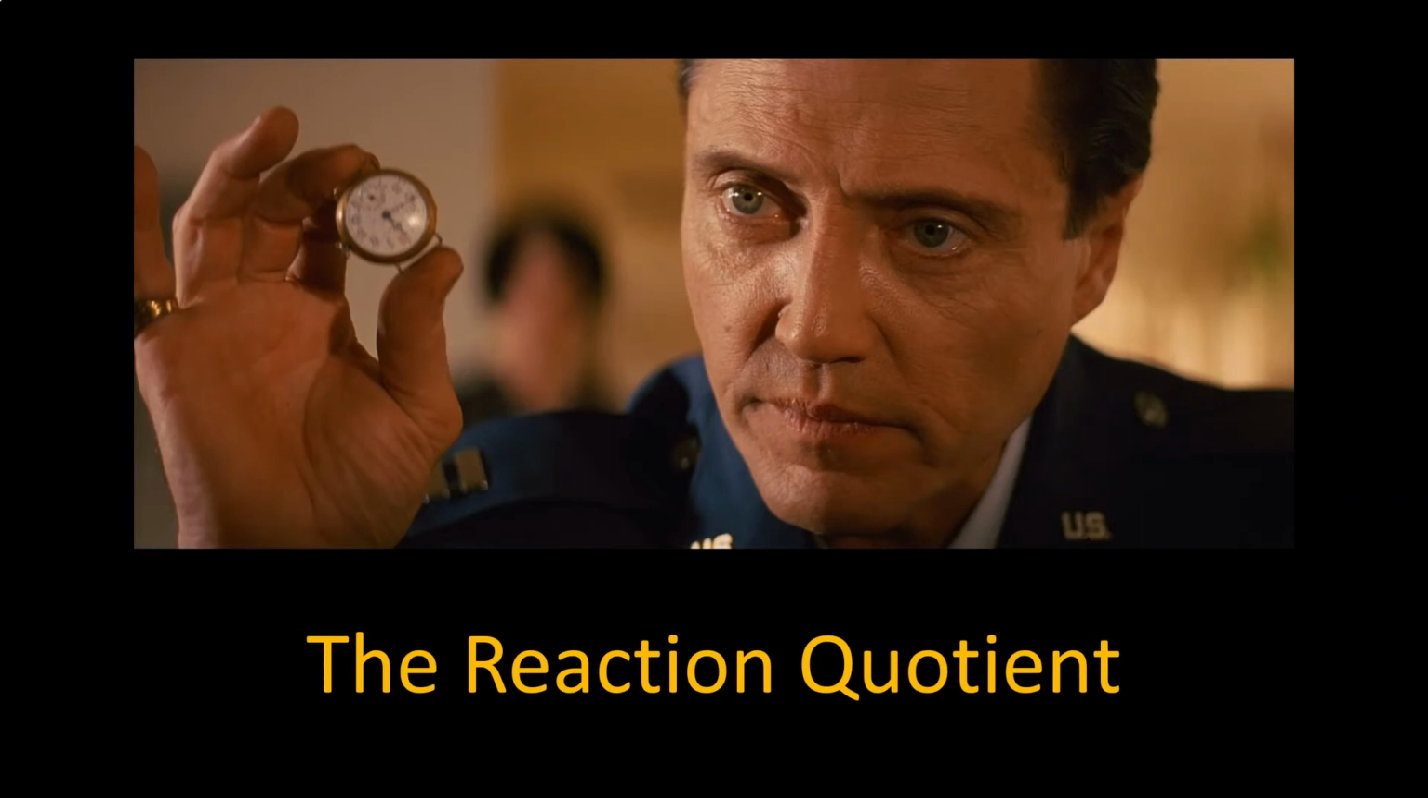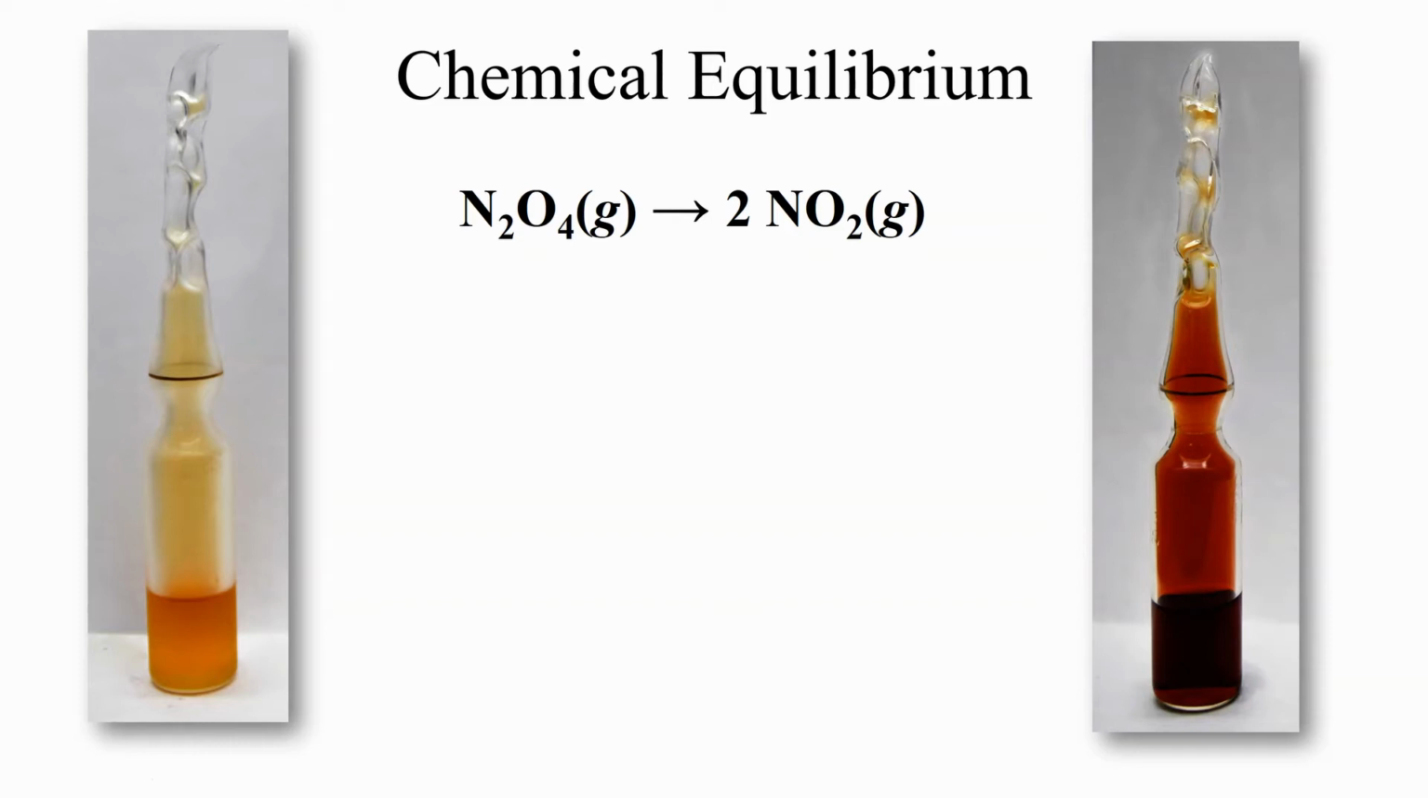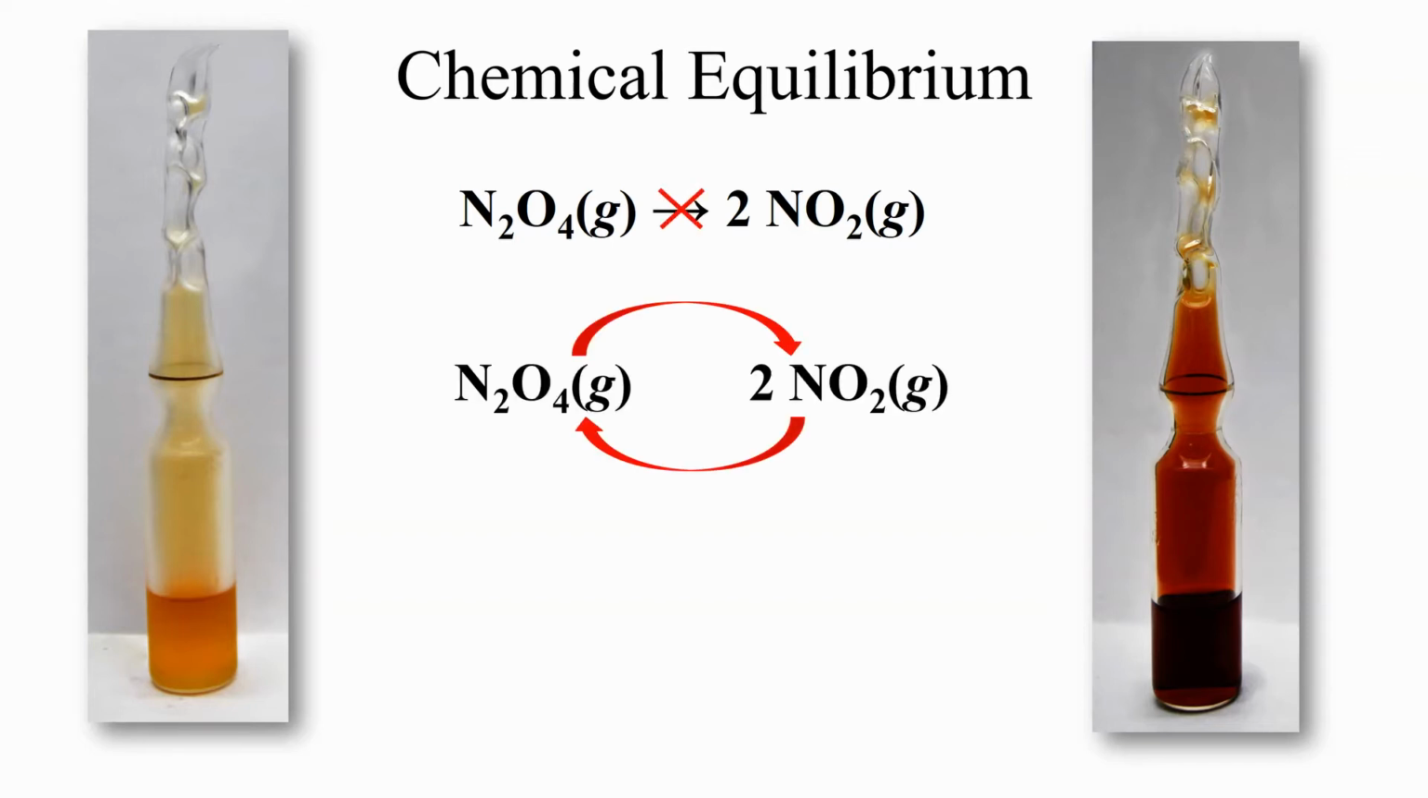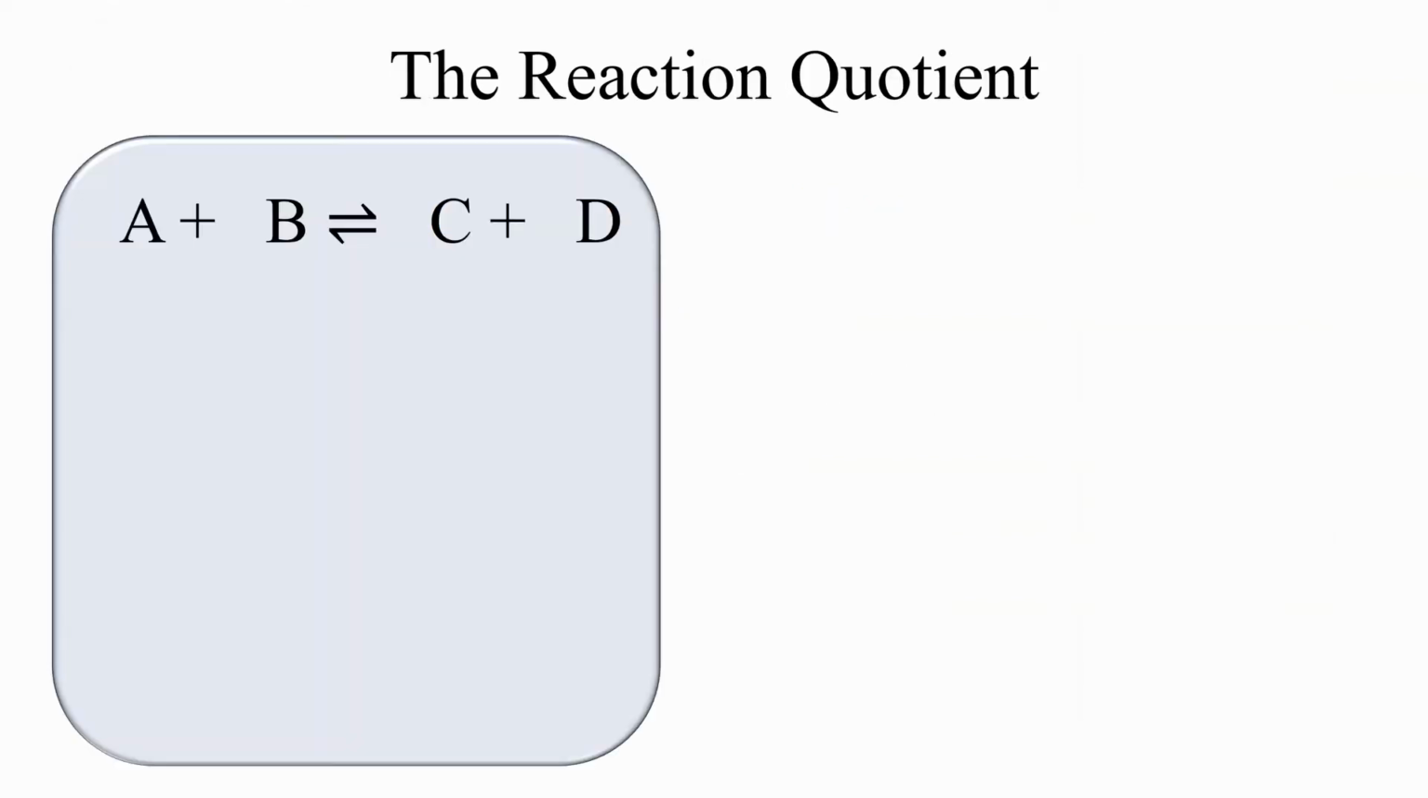In this video, we will discuss the reaction quotient. By now we realize that most reactions are not a straight one-way reaction. They're actually an equilibrium, where the forward reaction and the reverse reaction both occur. And we write these equilibrium reactions using this double arrow. Now, how do we quantify this? Well, we use the reaction quotient.